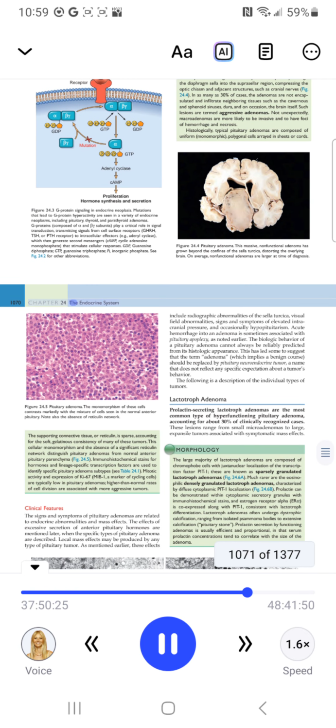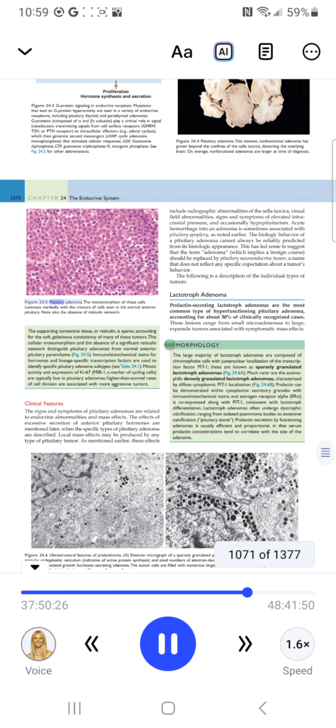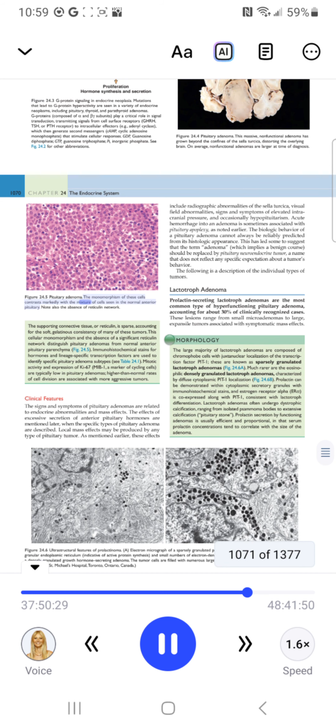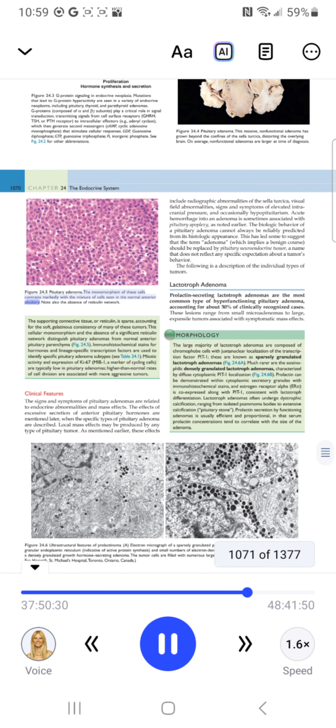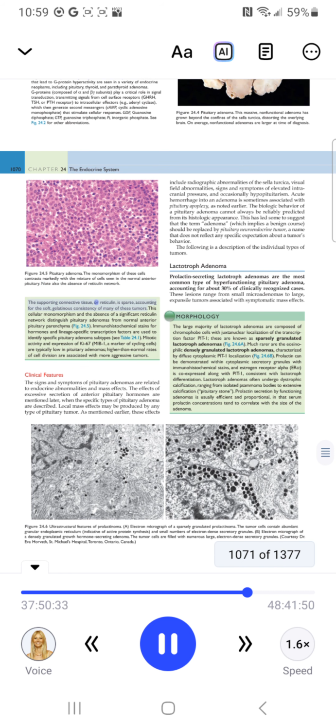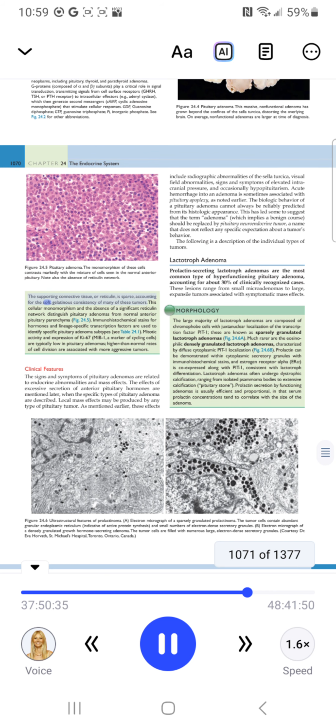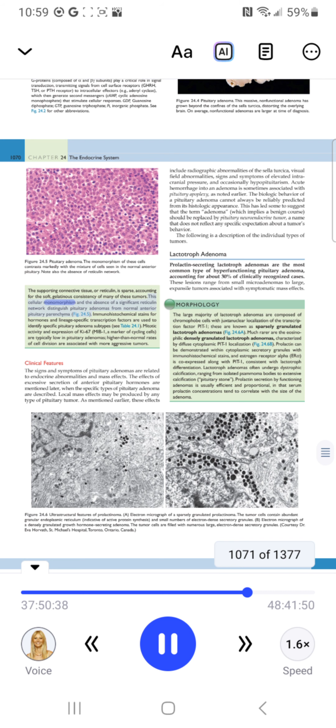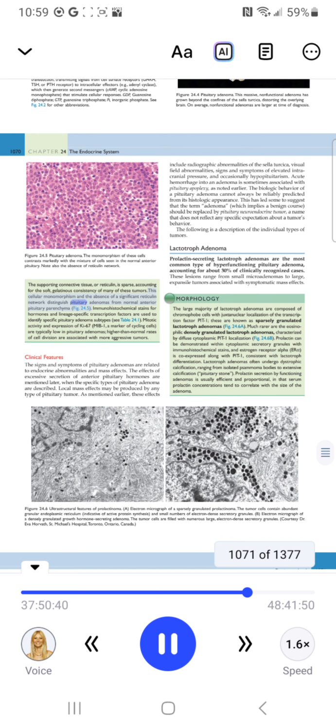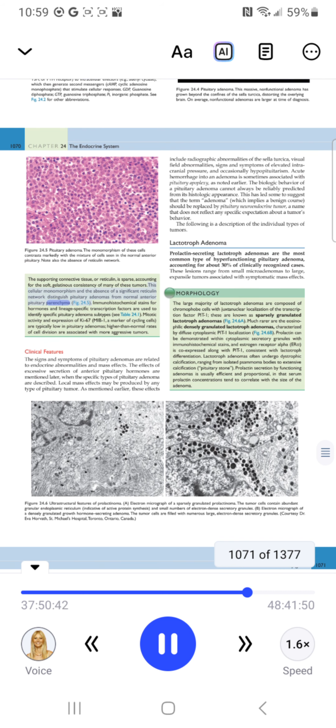Chapter 24, The Endocrine System. Figure 24.5, pituitary adenoma. The monomorphism of these cells contrasts markedly with the mixture of cells seen in the normal anterior pituitary. Note also the absence of reticulin network. The supporting connective tissue, or reticulin, is sparse, accounting for the soft, gelatinous consistency of many of these tumors. The cellular monomorphism and the absence of a significant reticulin network distinguish pituitary adenomas from normal anterior pituitary parenchyma, Figure 24.5.